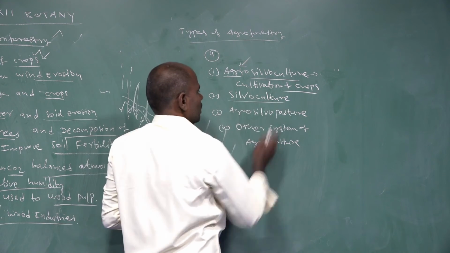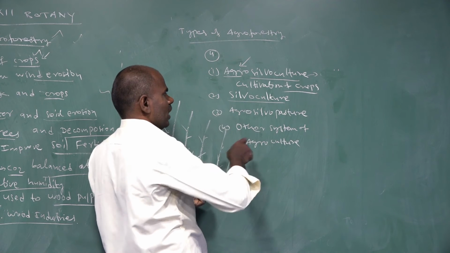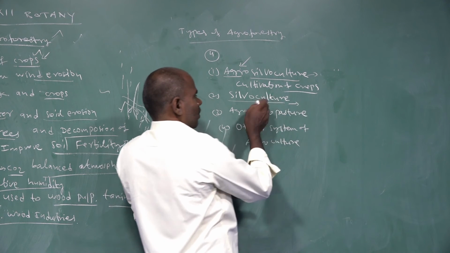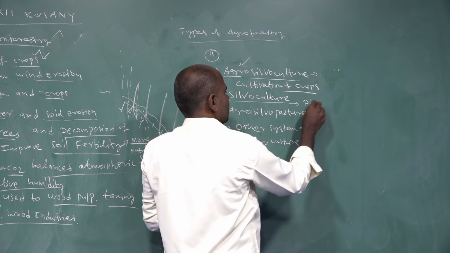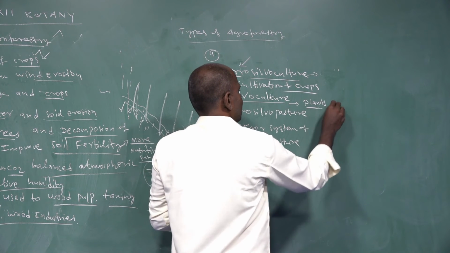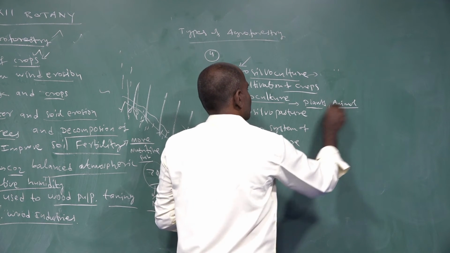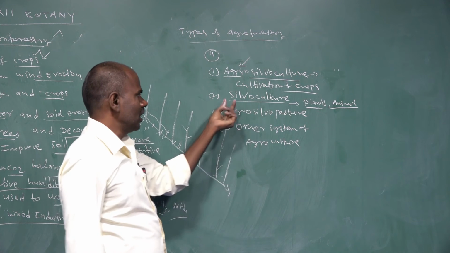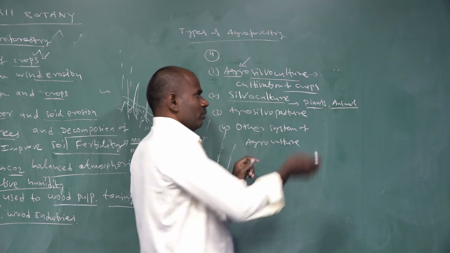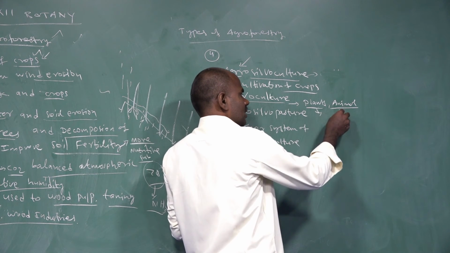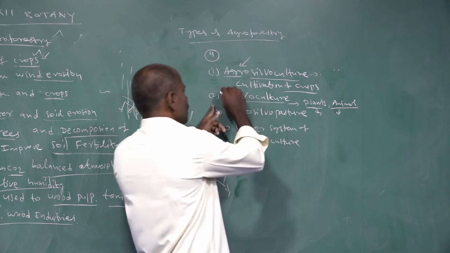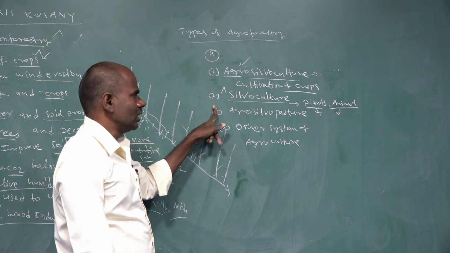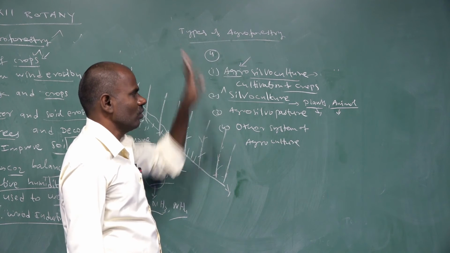Next one is silviculture. Silviculture means the cultivation of only plants and animals. Both plants and some types of domestic animals and grazing animals are cultivated only in the silviculture process. This is the technique followed in agroforestry.